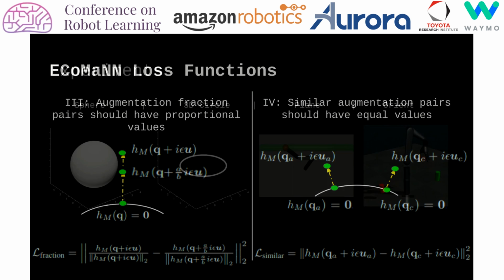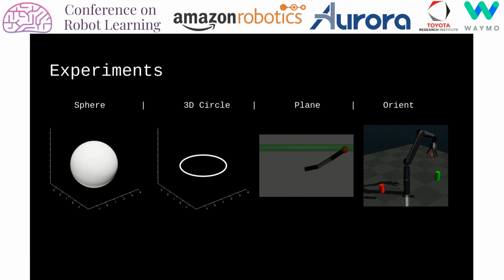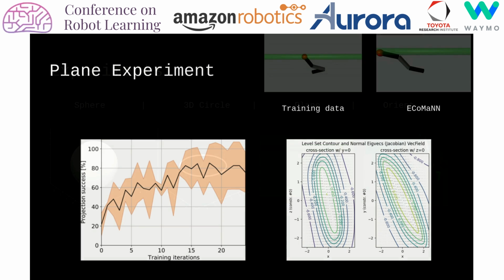We evaluate our method on datasets representing 4 constraints: staying on the surface of a sphere, staying on a circle in 3D space, keeping the end effector of a robot arm with 3 rotational degrees of freedom on a line, and maintaining the end effector of a robot with 6 rotational degrees of freedom at a constant downward orientation. In the plane experiment, the end effector of a 3DoF robot is constrained to stay at a certain height.